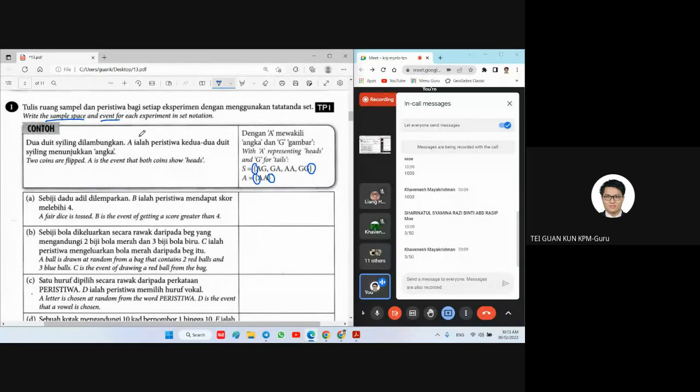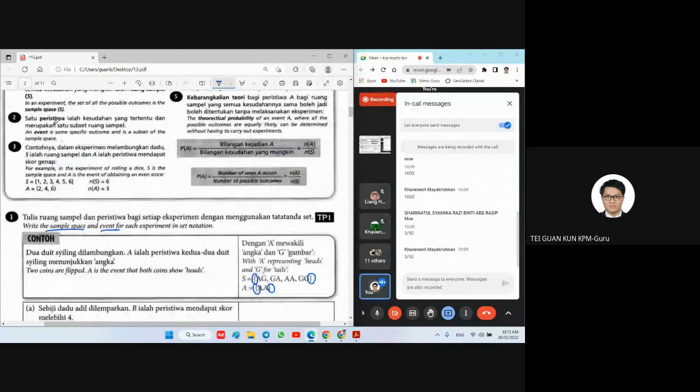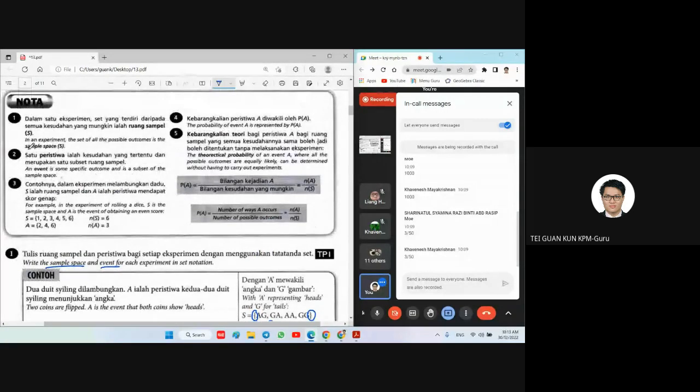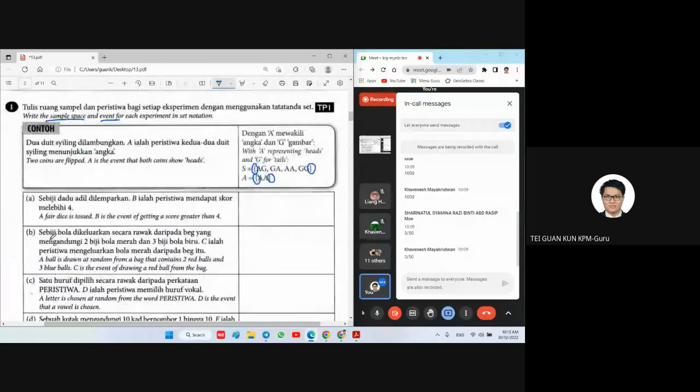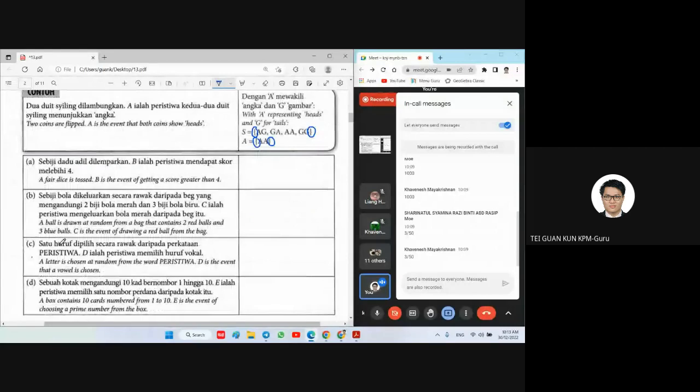Sample space is what? Sample space is, in an experiment, the set of all possible outcomes. Semua apa outcomes. Okay, for example, A, when you toss a dice, what will happen? Awak lempar dadu, apa akan berlaku?